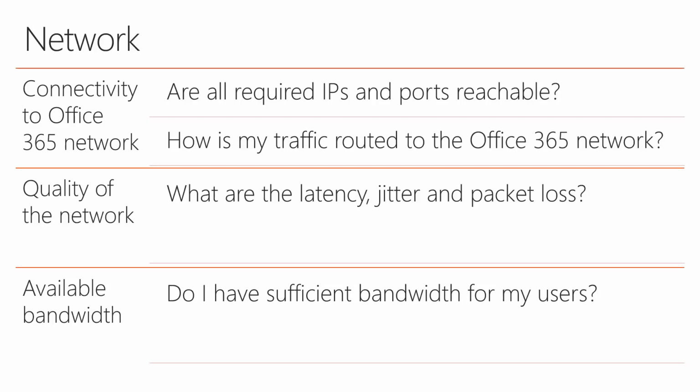This slide talks about the dimensions that you need to plan for when we talk about network planning. The first one is about the connectivity to the Office 365 network. Can I connect at all to the IPs and the ports? Can all my users establish this connection? They need to, otherwise they won't be able to use all the features. Also, how is my traffic routed to the Office 365 network? Am I going as directly as possible, or am I adding unnecessary latency and delay by going via some central hub?